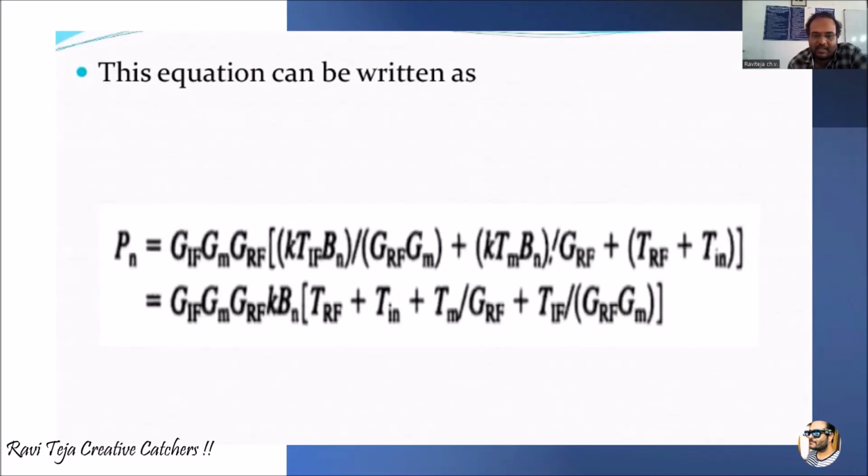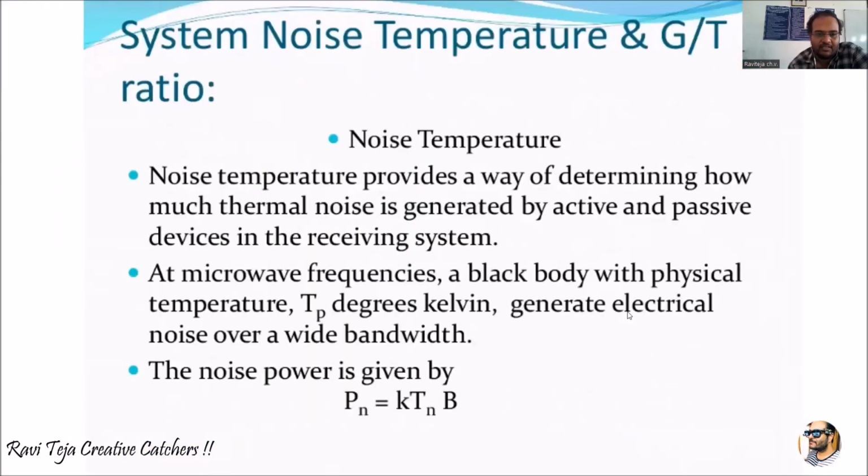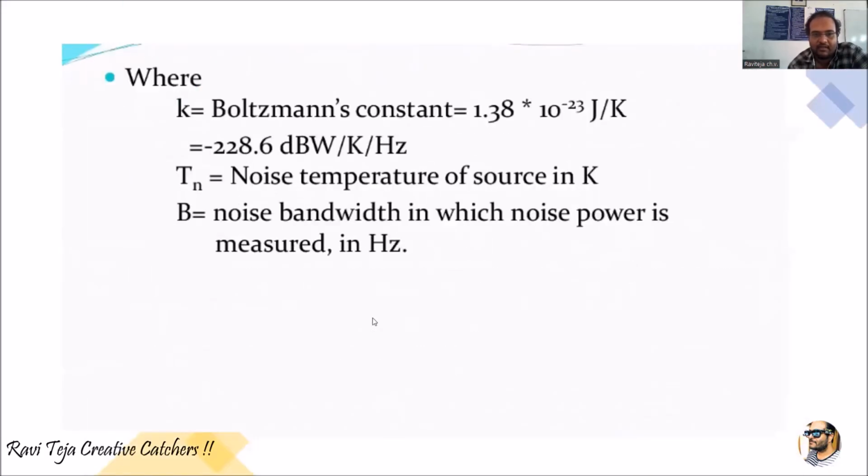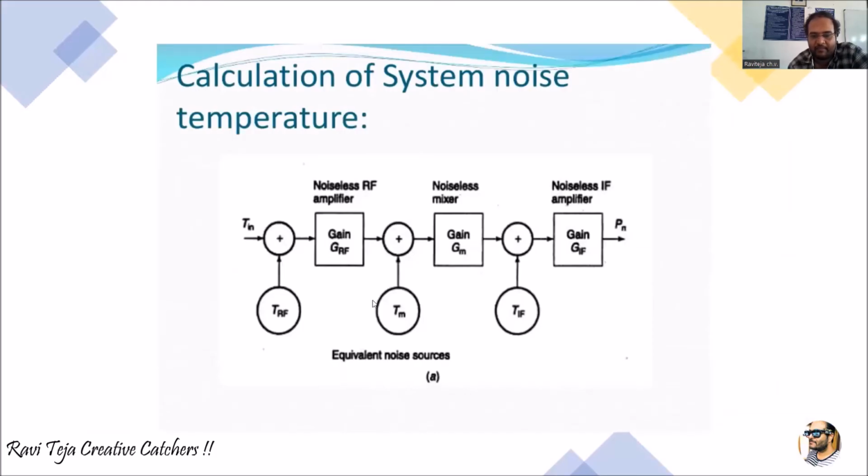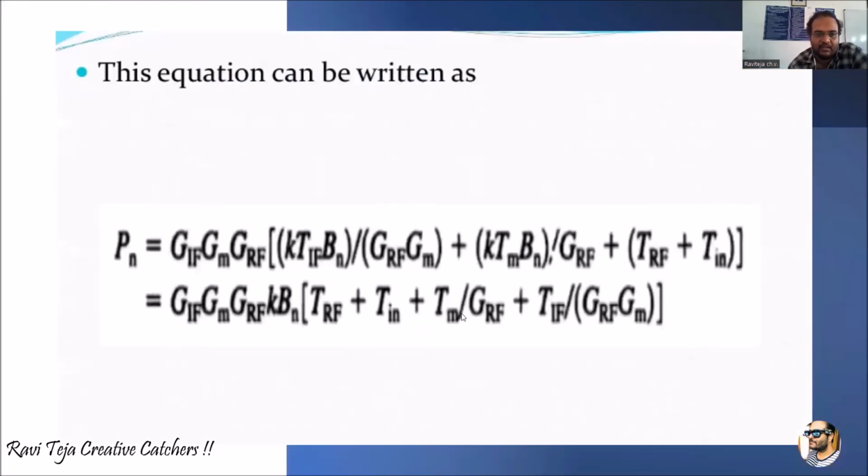This can be simplified by taking the common terms out. So we can write Pn = GIF GM GRF K BN (TRF + TIN + TM/GRF + TIF/(GRF GM)). This is the simplified equation of Pn, where Pn is the noise power. If you substitute all the summations with respect to RF, M and IF, you will get an equation like this.